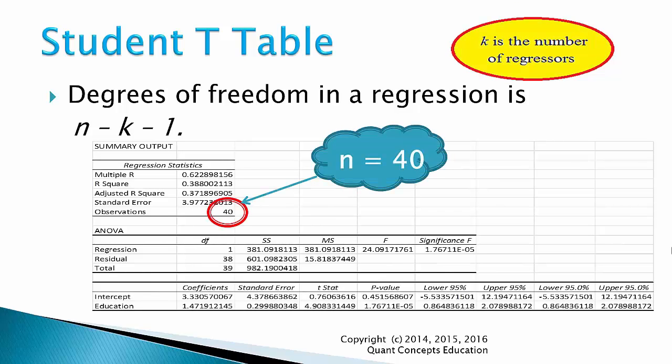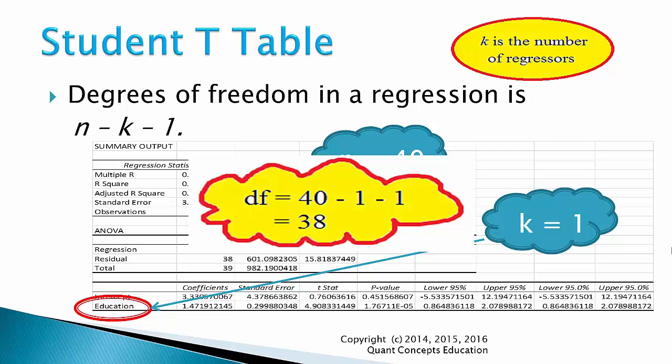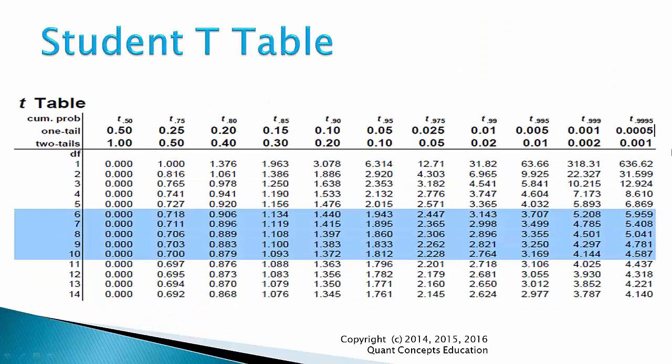The number of x variables is 1, as we're only analysing the effect of education on wages, nothing else. So the degrees of freedom is 40 minus 1 minus 1, which is 38. This is a measure of how much information is contained in our sample. Let's look at our student T table. We need to look for the row that corresponds to a degrees of freedom of 38.